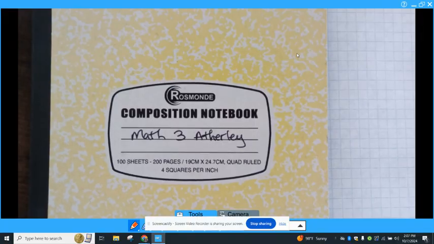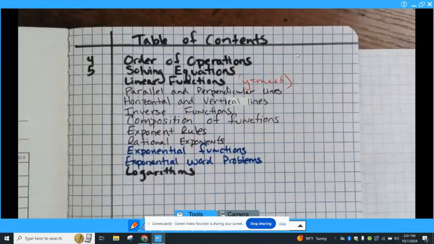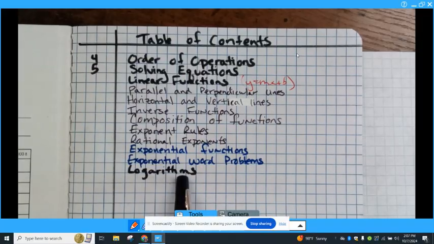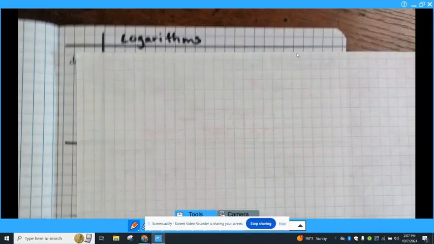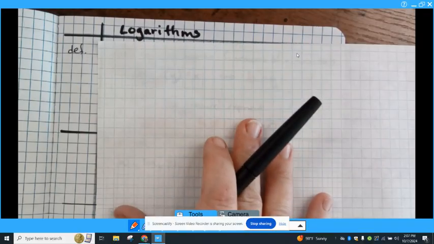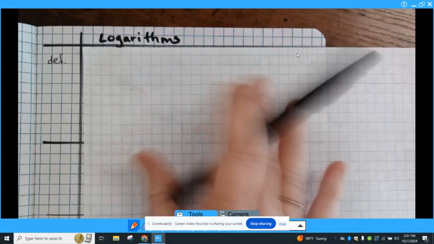Okay, Math 3, notes. We're going to open to your table of contents and we're going to add in logarithms. This is just the very basic of it. So go to whatever page you are on. So logarithms, we're going to start with a definition.